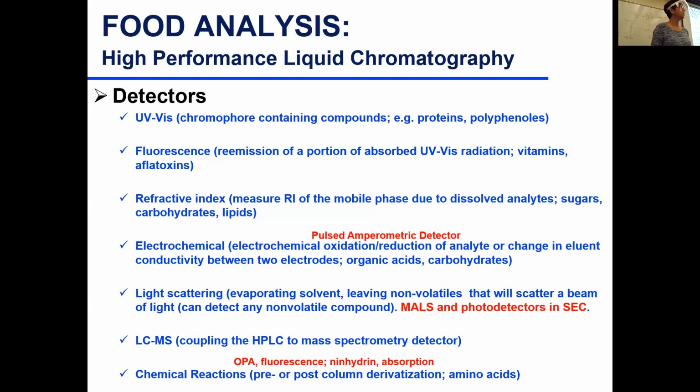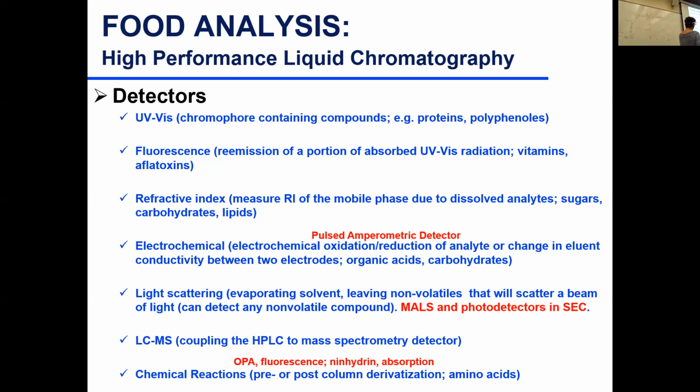Think about it a little bit. What happens during gradient elution? What are you doing? Changing the mobile phase. You cannot have, that's the limitation. When you have a refractive index detector, you cannot have gradient elution. You have to have only isocratic because your refractive index changes with the change in the concentration of your mobile phase. So that will impact your detection.